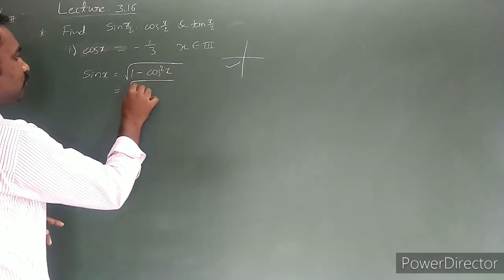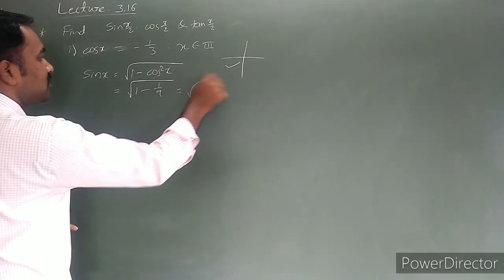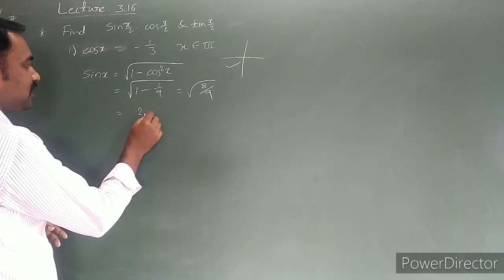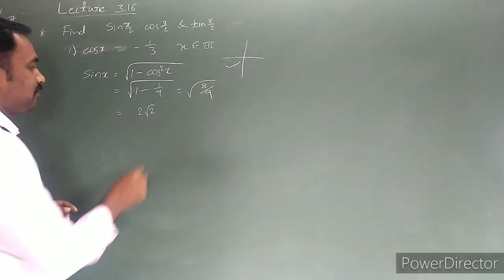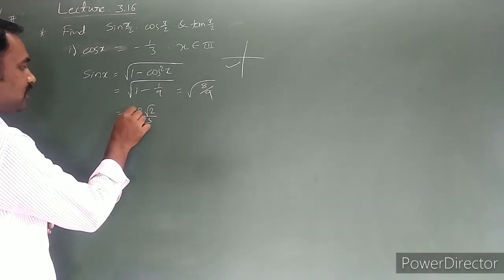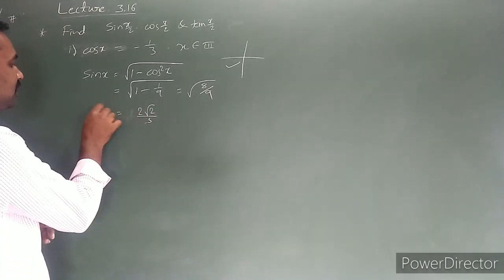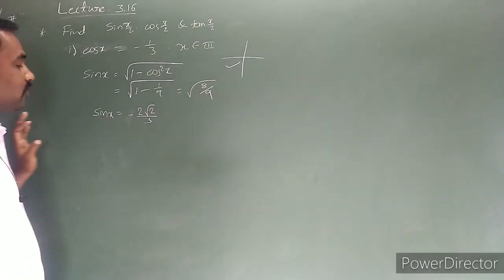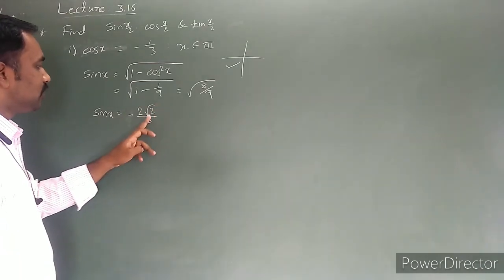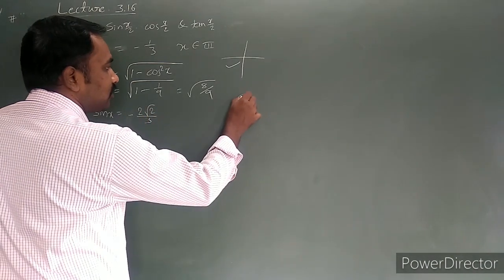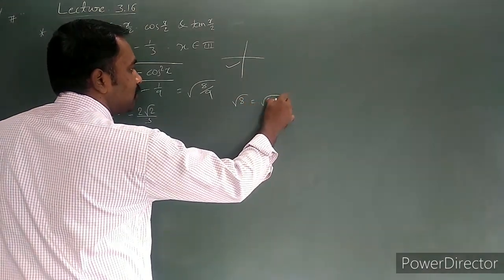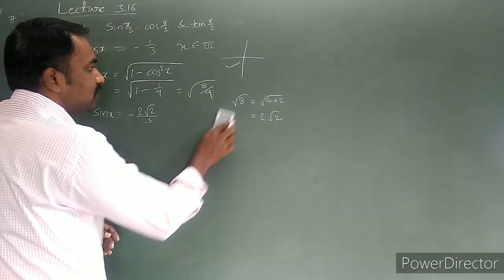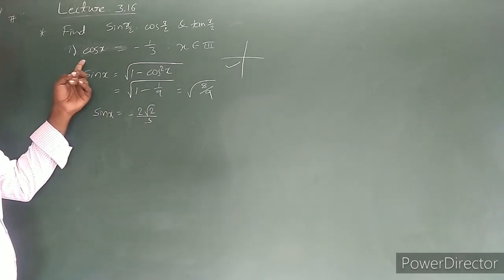What is the sine of x? Root of 1 minus 1 by 9 is equal to root of 8 divided by 9. You can simplify. Here 8 by 9 gives root of 8 is 2 root 2, divided by 3. Then this is plus or minus; since x is already given in the third quadrant, directly write it as negative. Sine x is equal to minus 2 root 2 divided by 3. We already know that root of 8 can be written as root of 4 into 2, root 4 is 2, and root 2 stays. Okay, anyway, we know the sine x value and the cos x value.